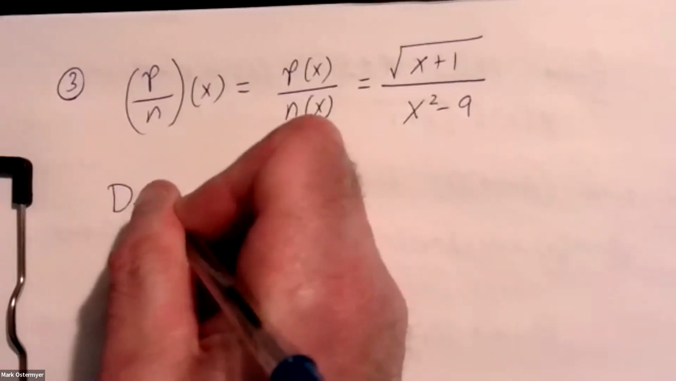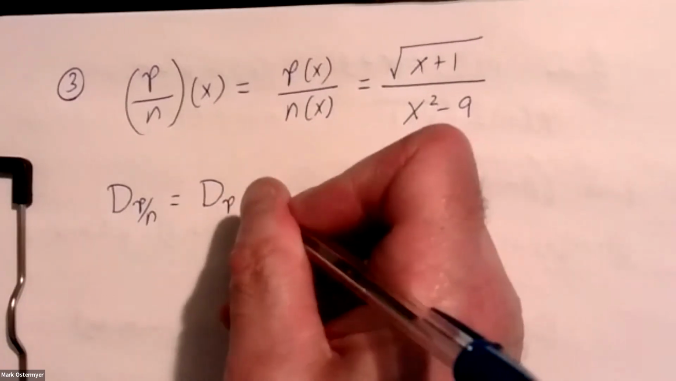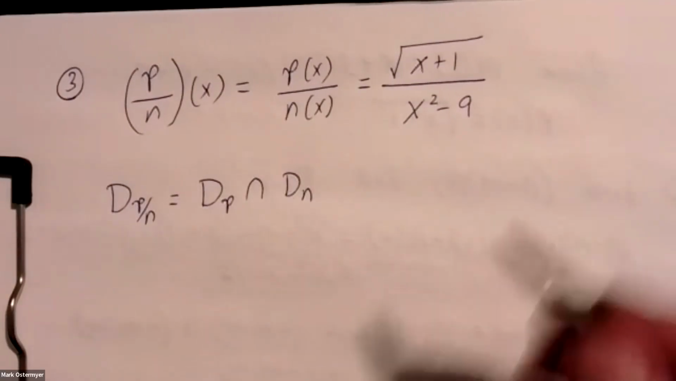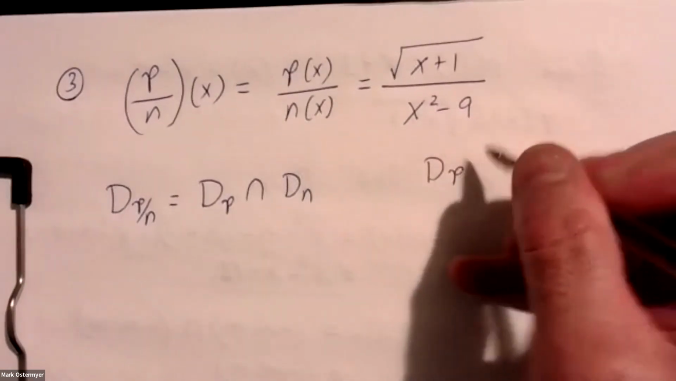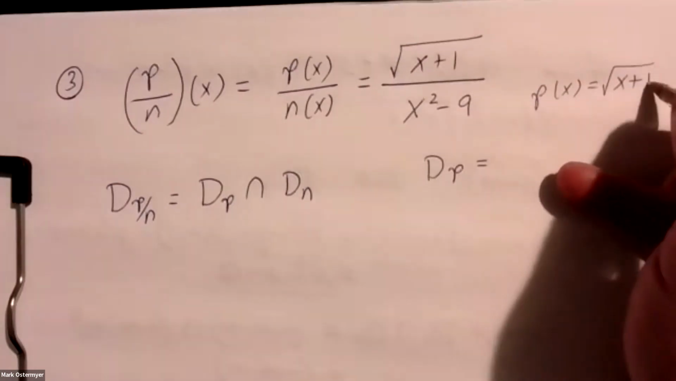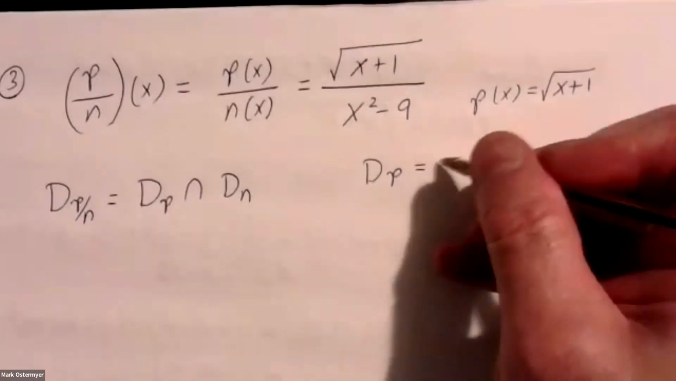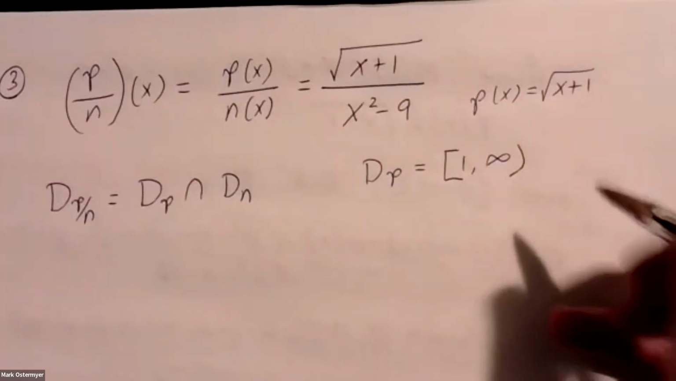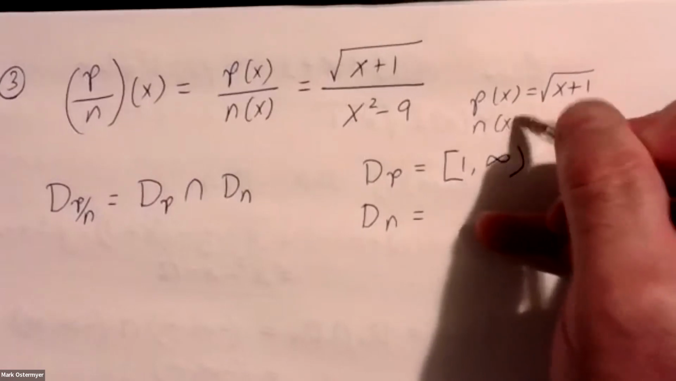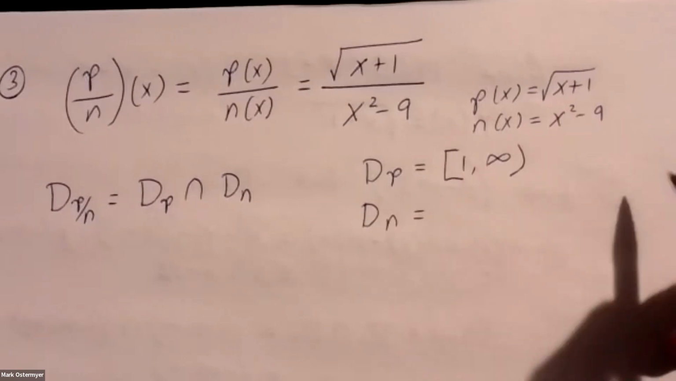What's the domain of this new quotient function? Well, it is going to be the intersection of the domains of the individual functions. Well, what's the domain of function p, where p of x is equal to the square root of x plus 1? The domain of function p, we already arrived at that in the last problem. It's got to be all real numbers greater than or equal to 1. What's the domain of function n, where n of x is x squared minus 9? Well, being a polynomial function, it's what? It's all real numbers.